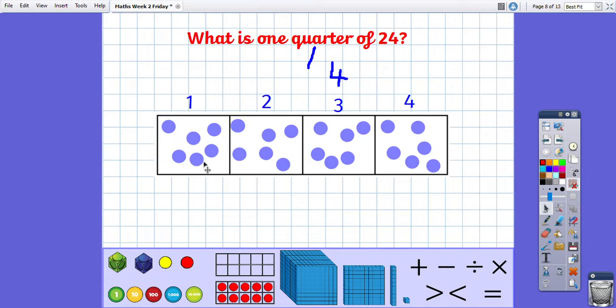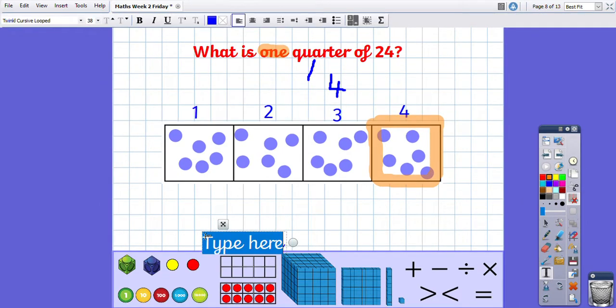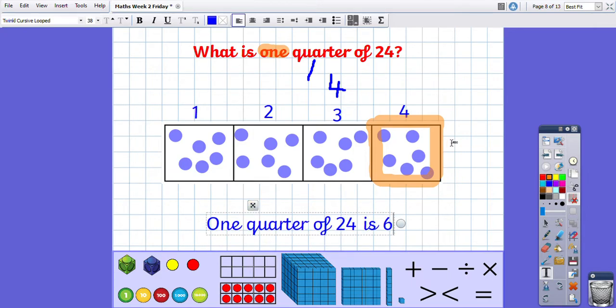Each group counts 1, 2, 3, 4, 5, 6. So they have each got 6. And I want 1 quarter. So I'm going to go for this end quarter. So 1 quarter of 24 is 6, because there are 6 in each of my groups.